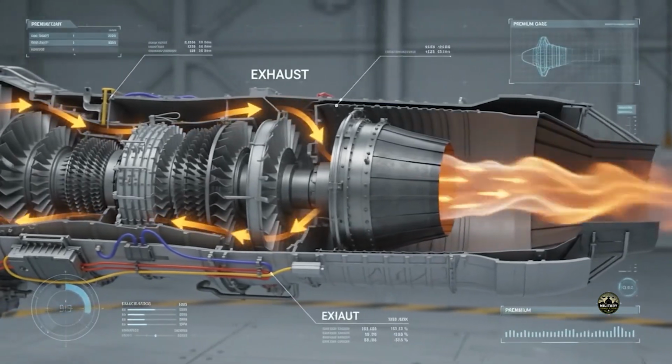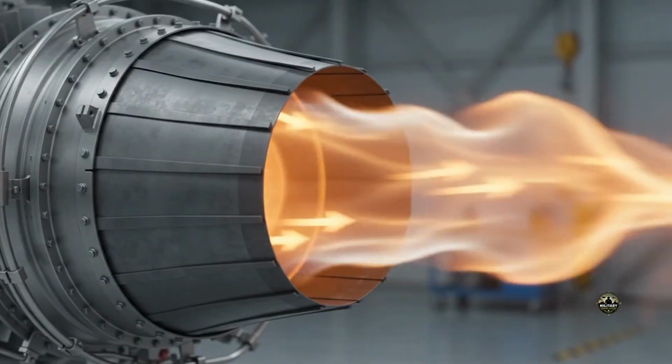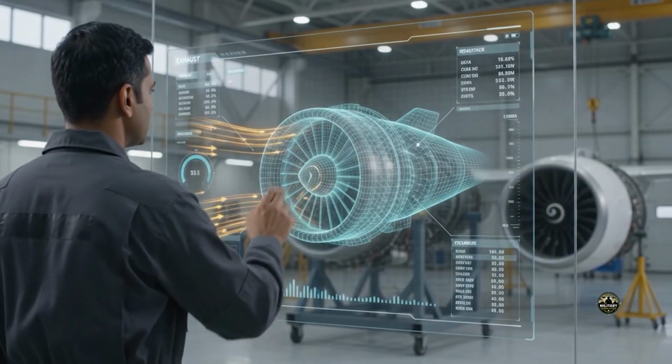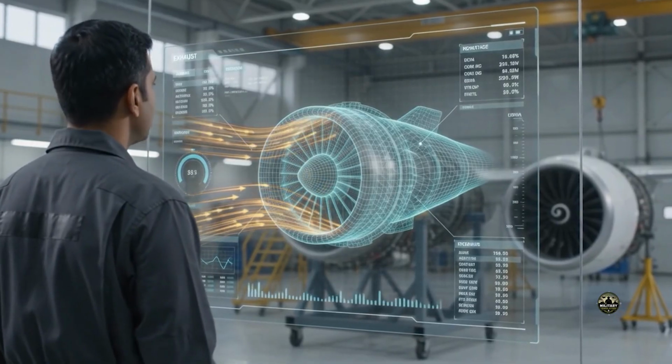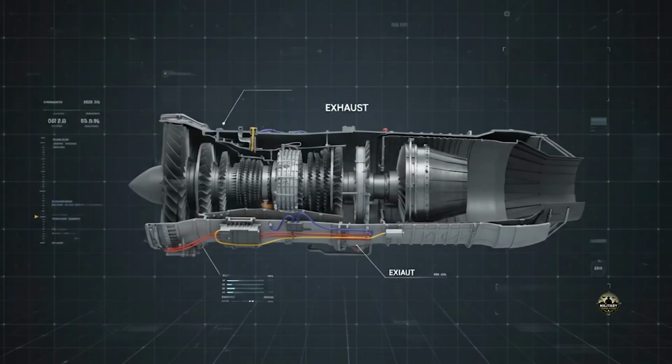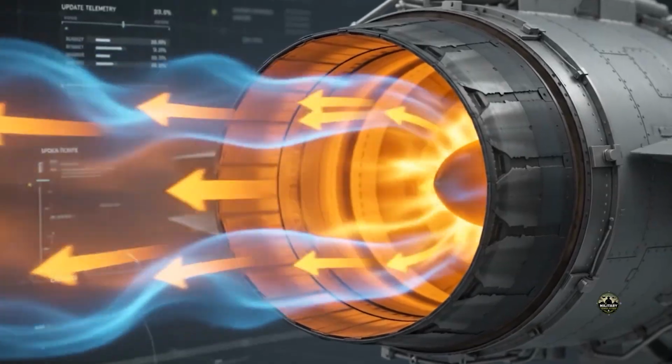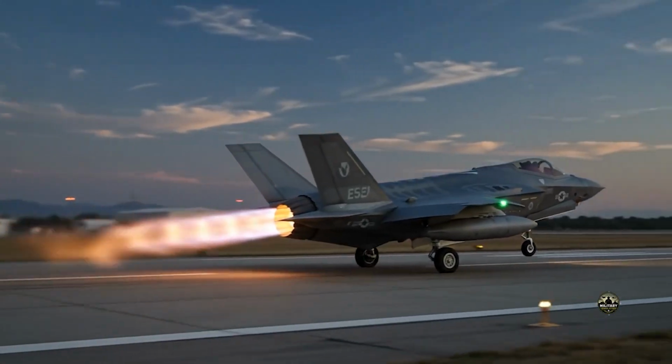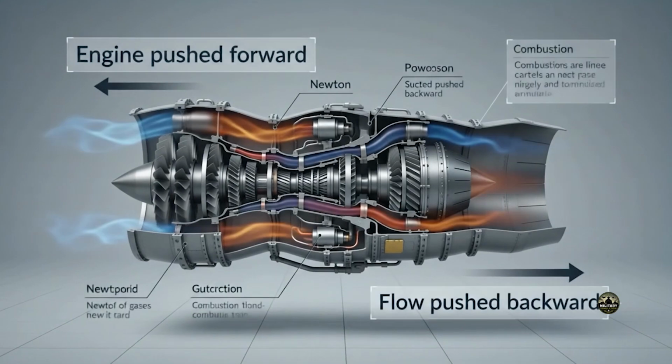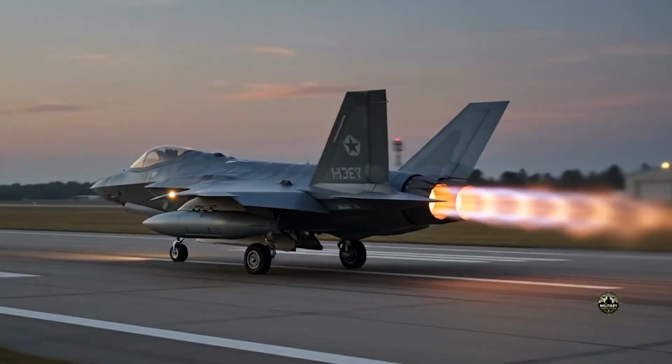After passing through the turbine, the remaining gases travel toward the exhaust nozzle, where they are accelerated to extremely high velocity. The engine accelerates air and exhaust gases backward at high speed. In reaction, the aircraft experiences a force pushing it forward. This is thrust. This principle follows Newton's third law. For every action, there is an equal and opposite reaction. The backward airflow produces forward thrust.